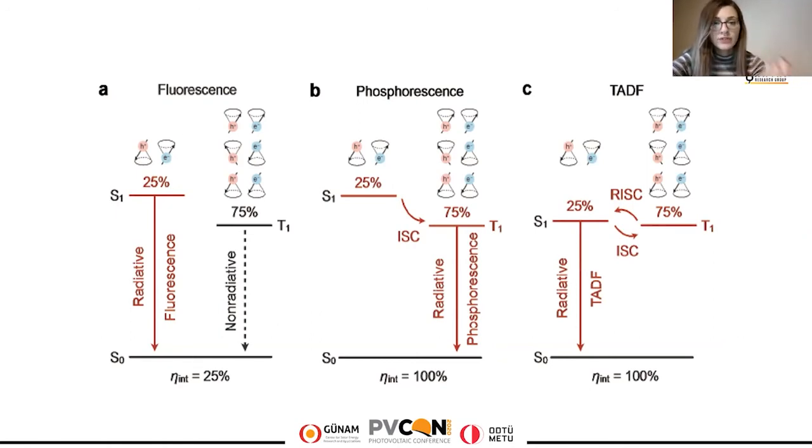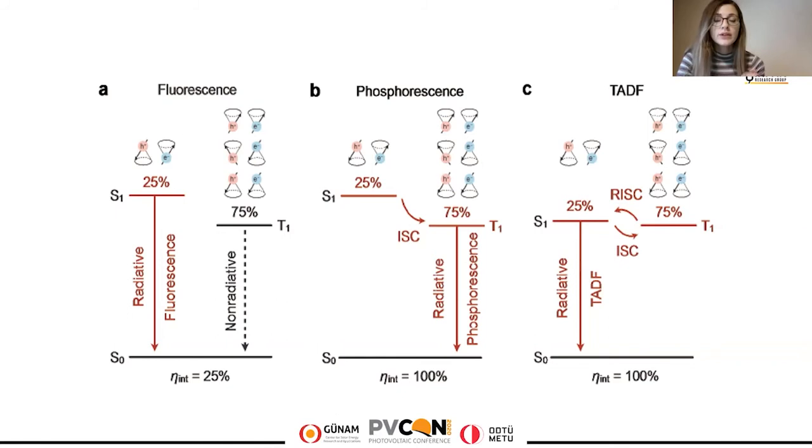As for TADF, or third generation organic light emitting diodes, when the excitation occurs, electrons are excited to the singlet excited level, and with intersystem crossing, 25% of excitons go to the triplet excited level. Then all these excitons go back to the singlet excited level with reverse intersystem crossing, and then they make a radiative decay.